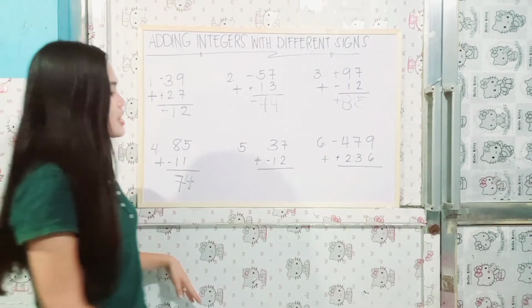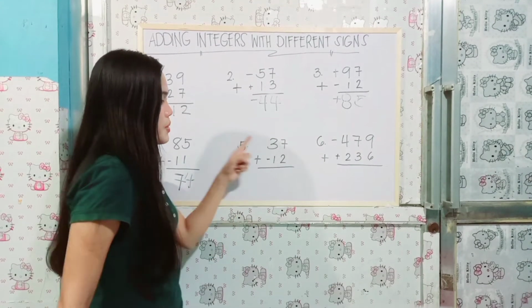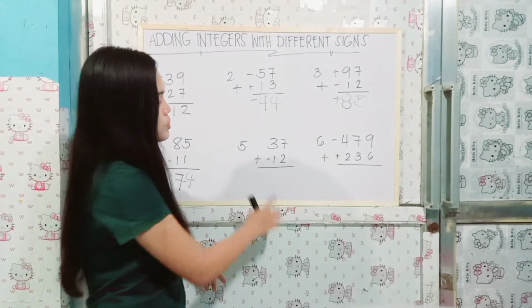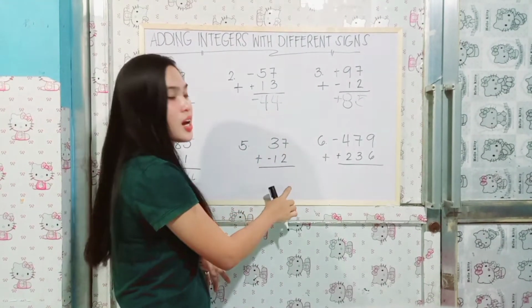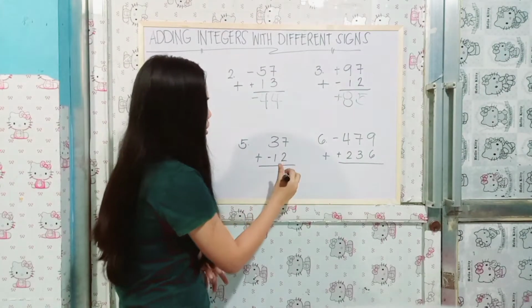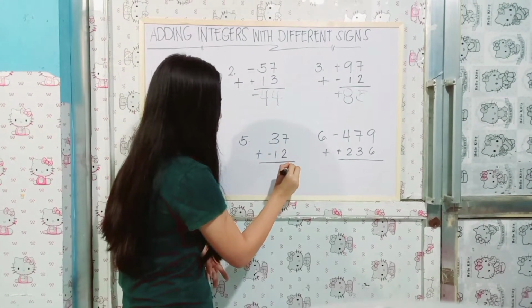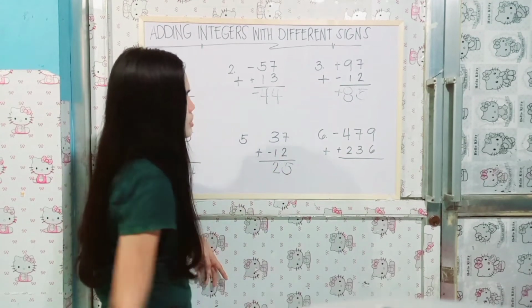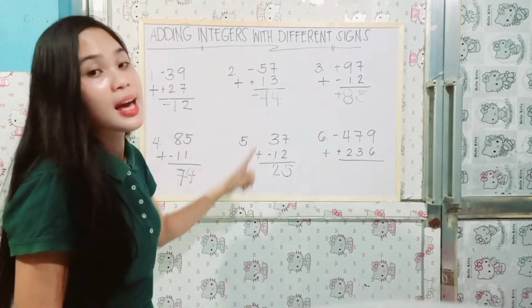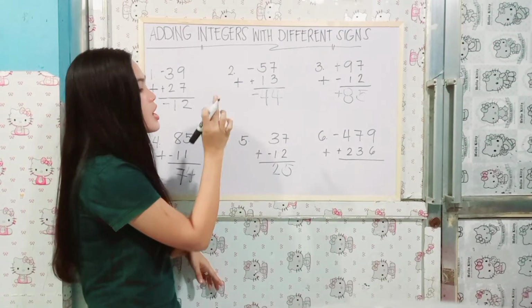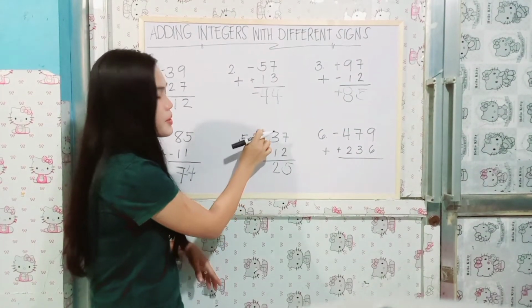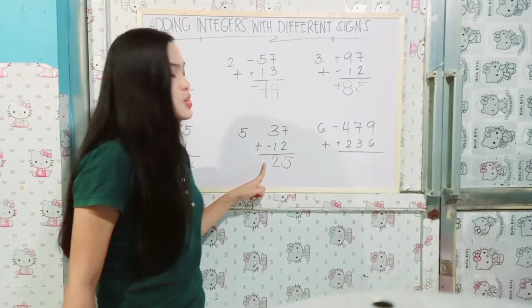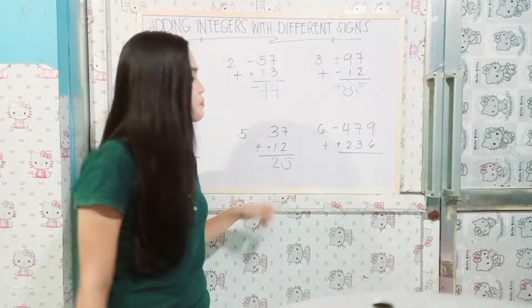Okay? Next, let's proceed. We have here positive 37 plus negative 12. So they have different signs, so let's subtract. 7 minus 2 is 5. 3 minus 1 is 2. And then 37 has the greater absolute value, so we will copy its sign, which is positive. Okay? So our answer is positive 25.